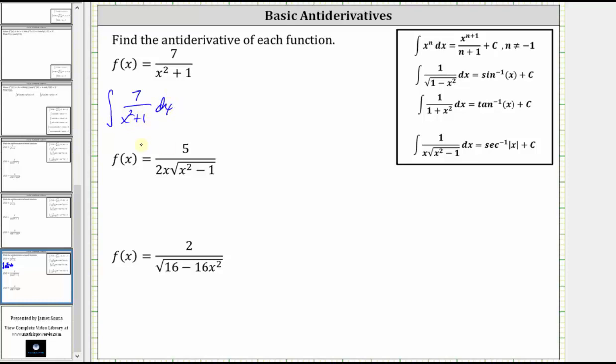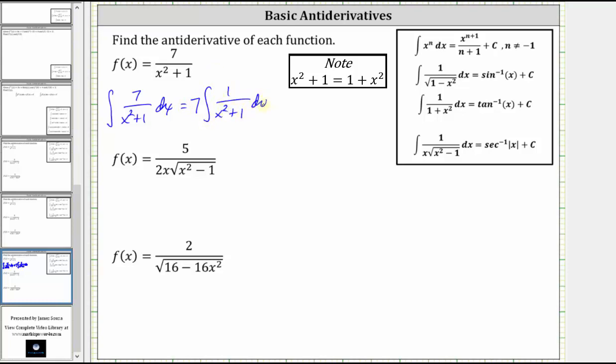And now looking at the integration formulas on the right, the integral resembles this integration formula here, except in the formula, the numerator is 1, and we have a numerator of 7. But we can go ahead and factor out the 7 and write this as 7 times the integral of 1 divided by the quantity x squared plus 1. And therefore the antiderivative is 7 times inverse tangent of x plus c.